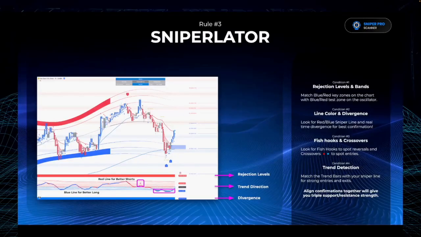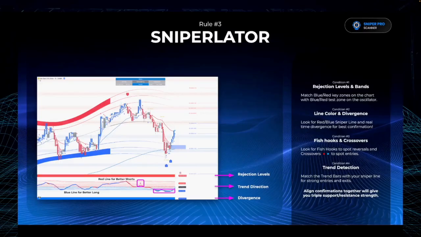Now, the third condition here are the fish hooks and the crossovers. So you will notice that whenever the market, if you take a look at the Sniperlator now at the bottom, it's making 2 peak lows. You will notice whenever the Sniperlator starts to break out of the bands at the top or the bottom, it's going to start to shade it blue. Those blue shades or those red shades are known as fish hooks. And usually when you get a fish hook, which is a breakout, you are looking for a break-in. And the break-in will give you the crossovers.